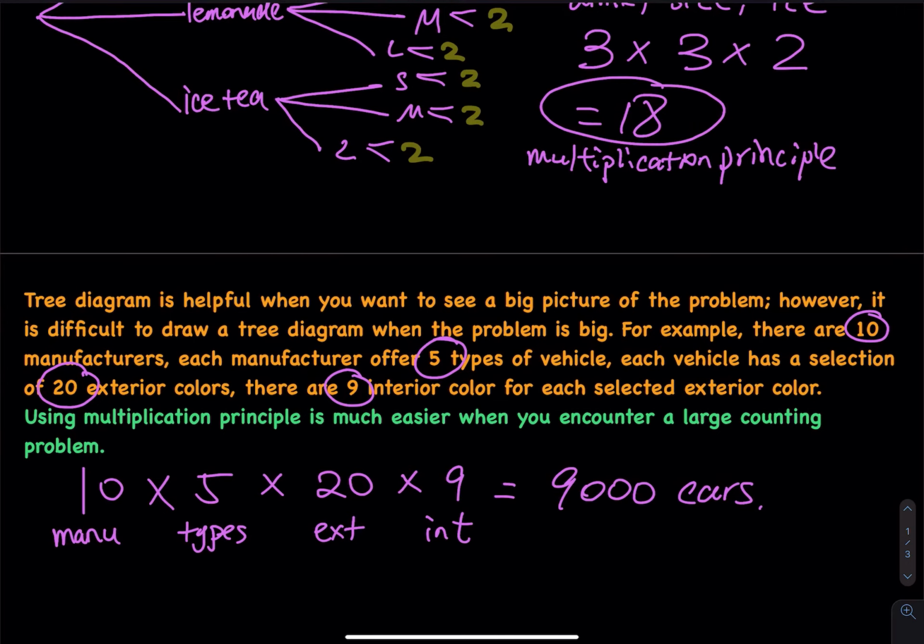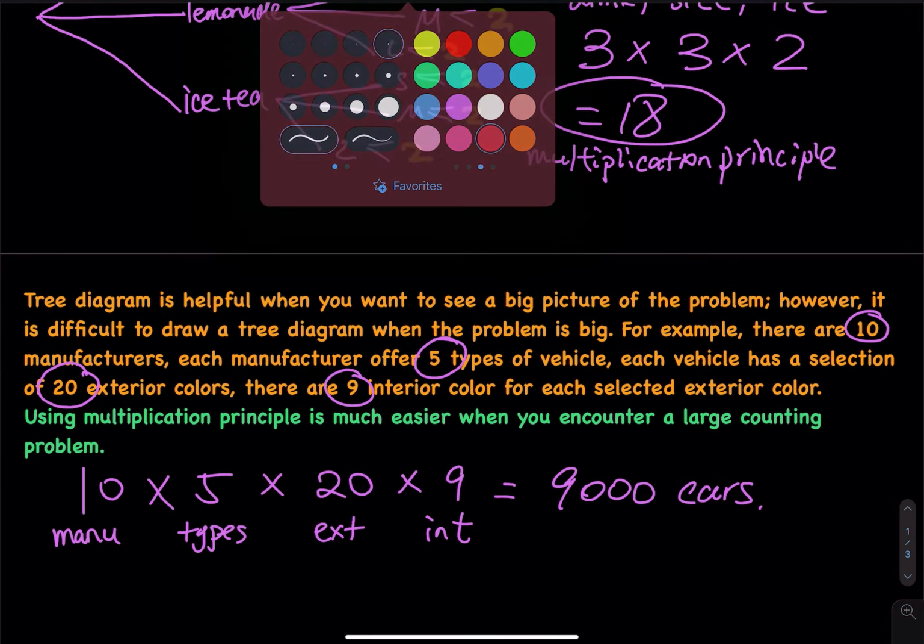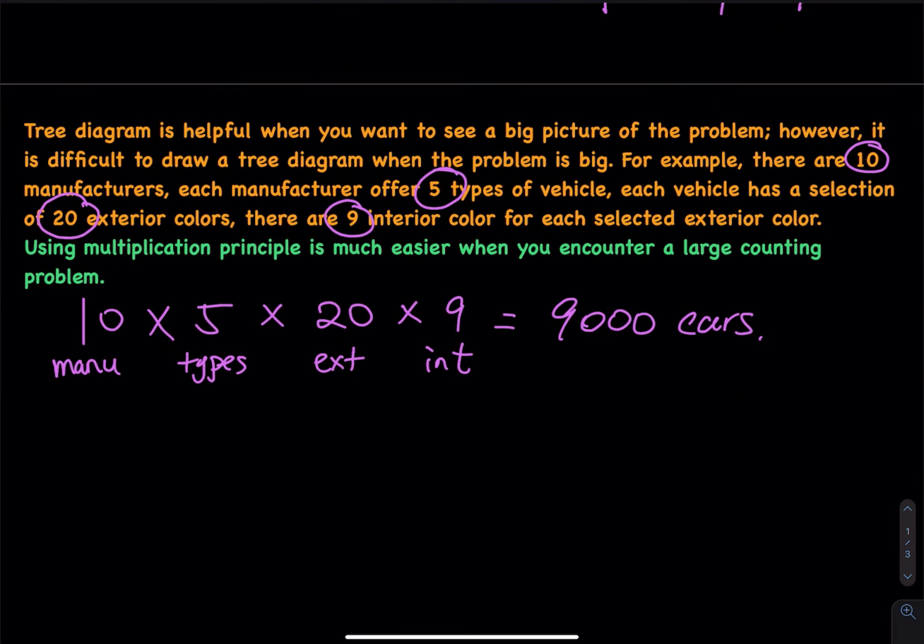So let's generalize the multiplication principle. For the multiplication principle, let's say you want to make a series of selections, and there are k steps, just like this car. So the first step, you have to pick a manufacturer. So this is K1. And then the second step, you have to pick a type, K2.